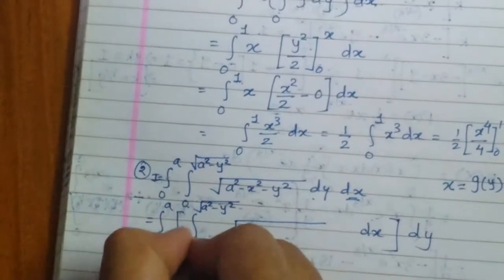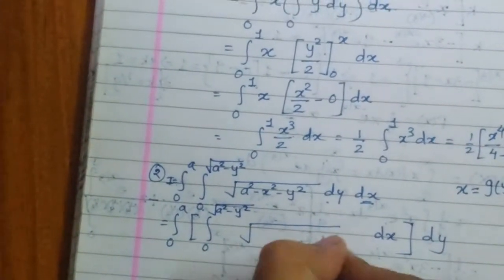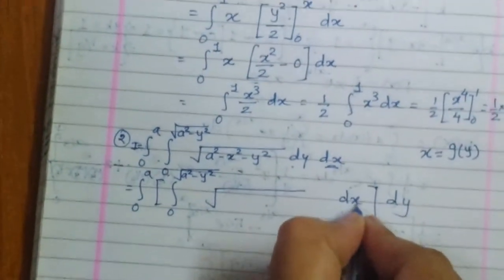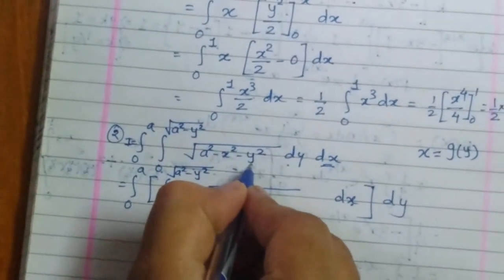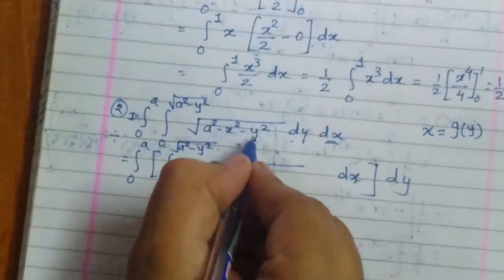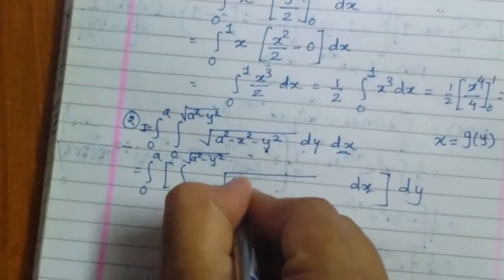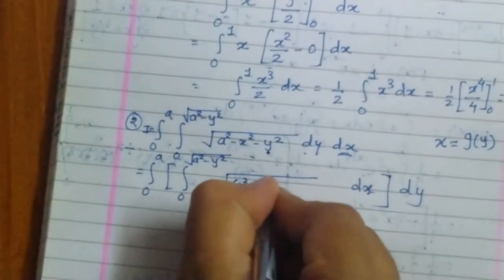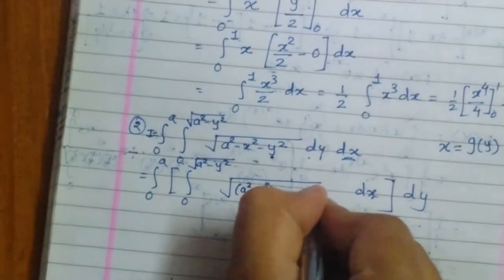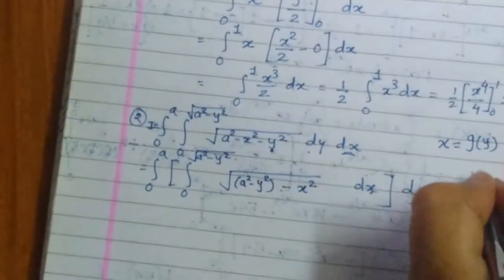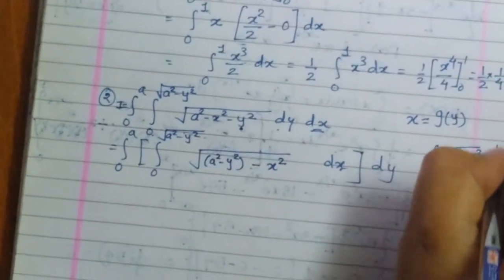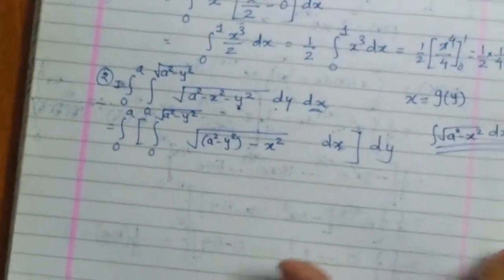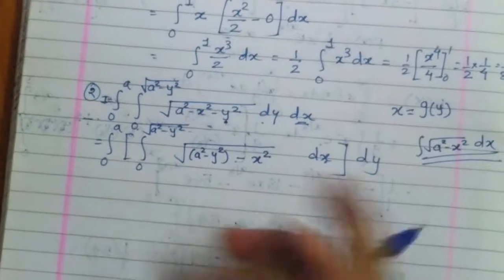I have purposefully not written this statement because as I am integrating first with respect to x, the term of y will be treated as a constant. So a square and minus y square, these are the constant terms. I will take it together, a square minus y square minus x square. So now you have an integration of the type square root of a square minus x square dx. So I apply that formula.